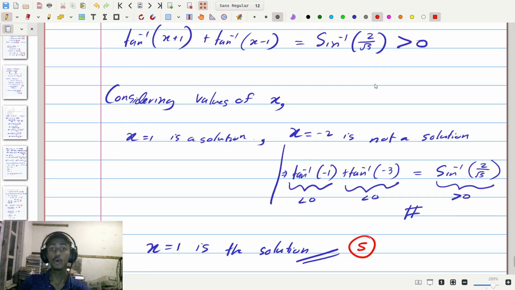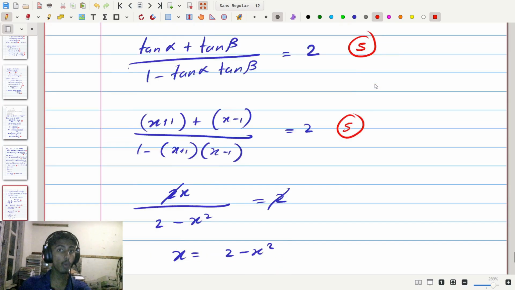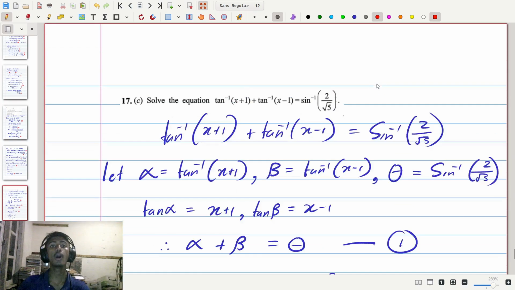And with that, we are done with this question, and we are also done with the pure part of the 2024 A-Level Combined Mathematics paper.